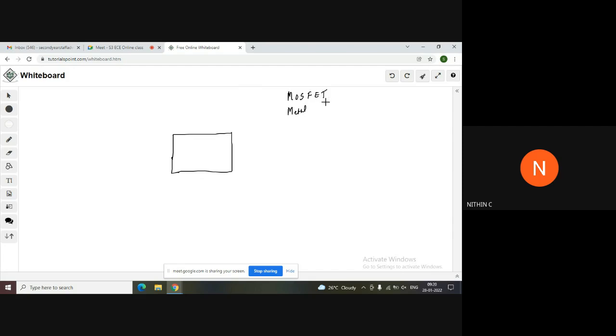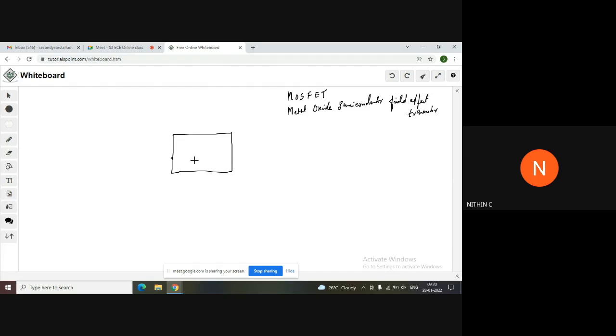Metal, oxide, semiconductor, that is MOS, metal oxide semiconductor, field effect transistor. Okay, that is MOSFET. I'm actually going to draw the structure of MOSFET.